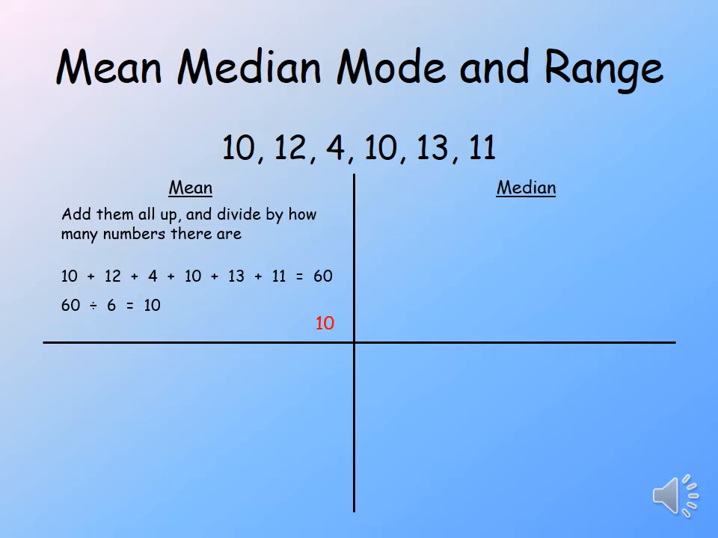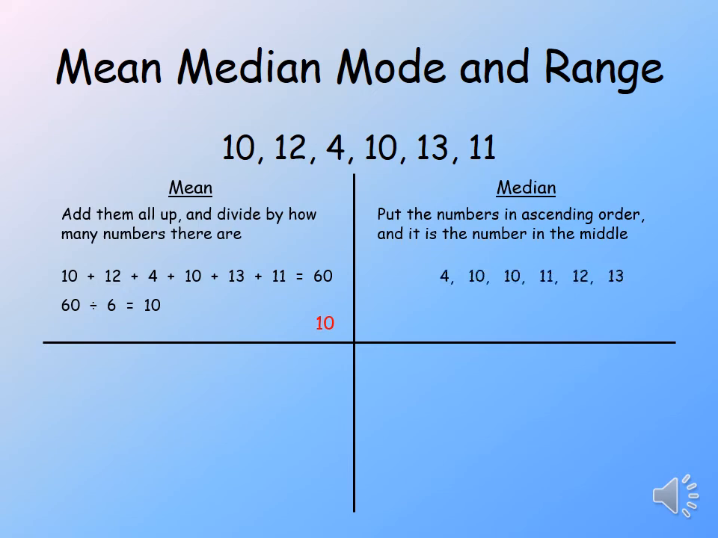Okay, the next calculation is median. Median means the middle item. So what we do is we arrange them in order, smallest first, which is known as ascending order, and as you can see they get bigger, and then we find the middle number. Here we have an even number of numbers, 6 is an even number, therefore there are 2 in the middle, 10 and 11.